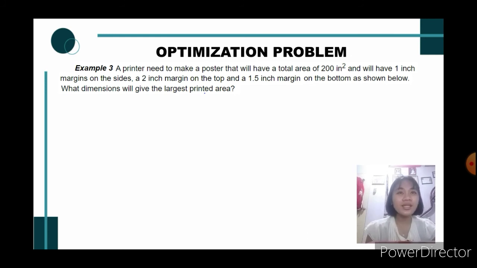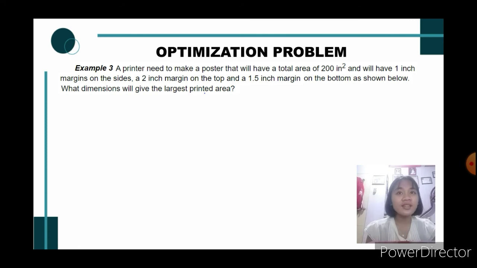So, this problem is a little different from the previous problems. Both the constraint and the function we are going to optimize are areas. The constraint is all about the overall area of the poster, which must be 200 inches squared, while we want to optimize the printed area. In other words, the area of the poster with the margin taken out.